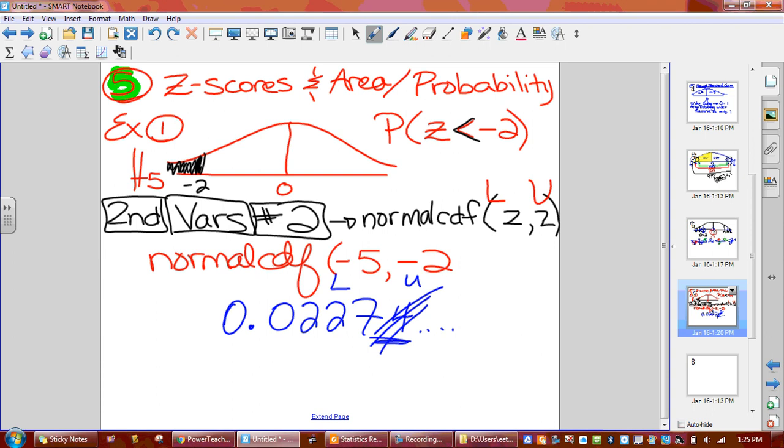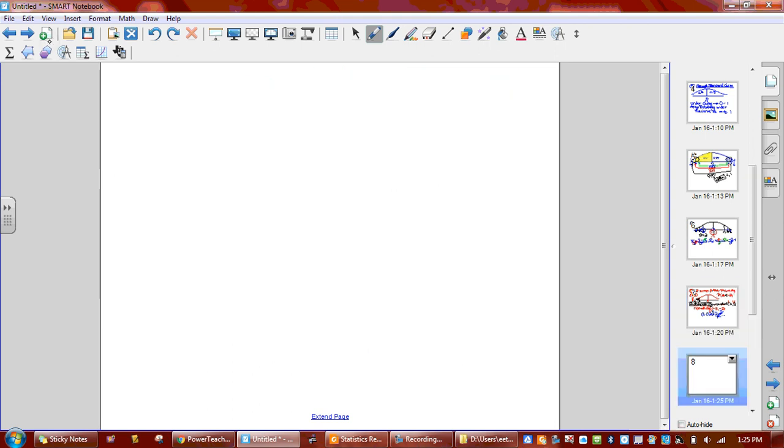So they might write it like this. You could see it like this. Instead of the letter P for probability, they might put A for area. You're going to see both. So our next example, example 2.